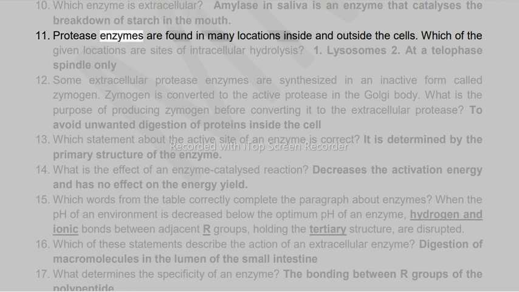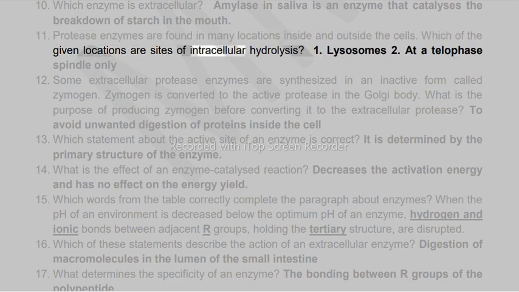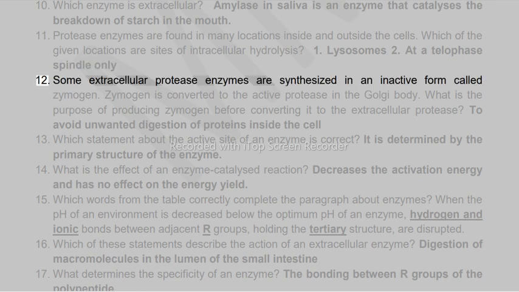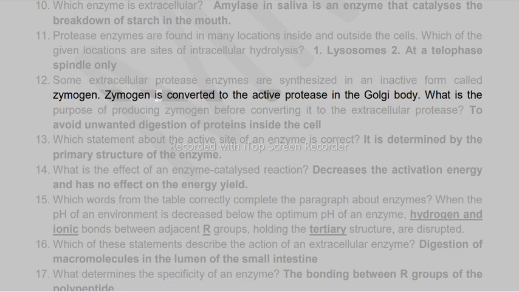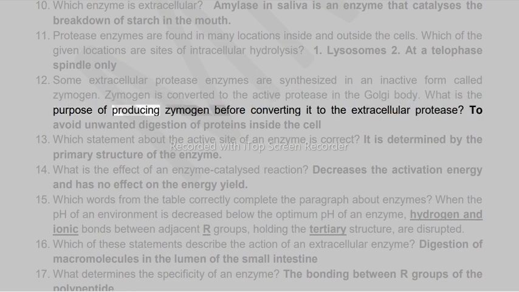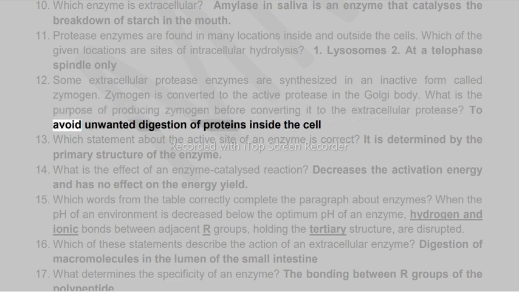11. Protease enzymes are found in many locations inside and outside the cells. Which of the given locations are sites of intracellular hydrolysis? 1. Lysosomes. 2. At a telophase spindle only. 12. Some extracellular protease enzymes are synthesized in an inactive form called zymogen. Zymogen is converted to the active protease in the Golgi body. What is the purpose of producing zymogen before converting it to the extracellular protease? To avoid unwanted digestion of proteins inside the cell.